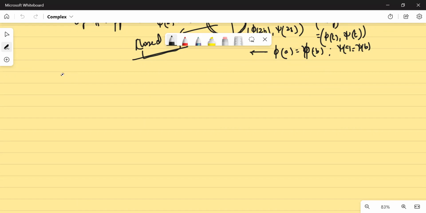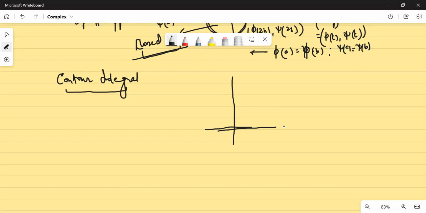How would you write a contour integral? The first thing is, how would you write a contour integral in the complex plane? So if you are saying कि contour integral लिखना कैसे है, तो क्या होगा? Let us consider a smooth arc. Let us consider a smooth curve.